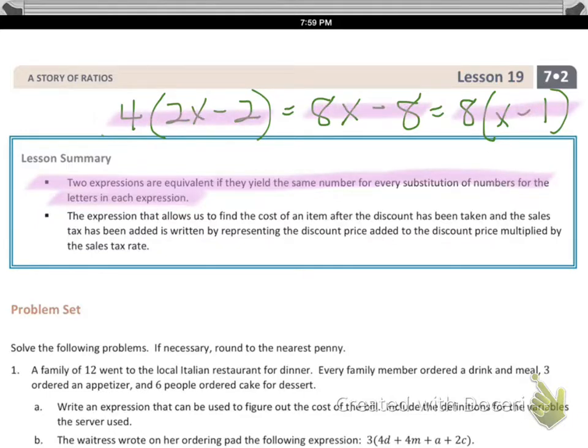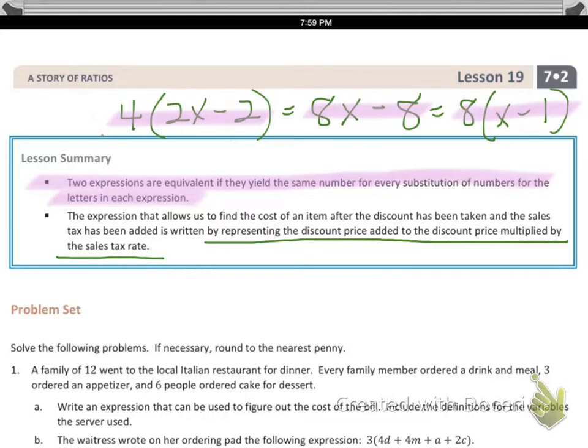Okay, if all the numbers in the different expressions come out and they all equal the same, because in each one of these cases we end up with 8 x's and then 8 whole numbers. Okay, so let's see the second point here for the lesson summary. The expression that allows us to find the cost of an item after the discount has been taken and sales tax has been added is written by representing the discount price added to the discount price multiplied by the sales tax rate, and that looked just like what we had just done.